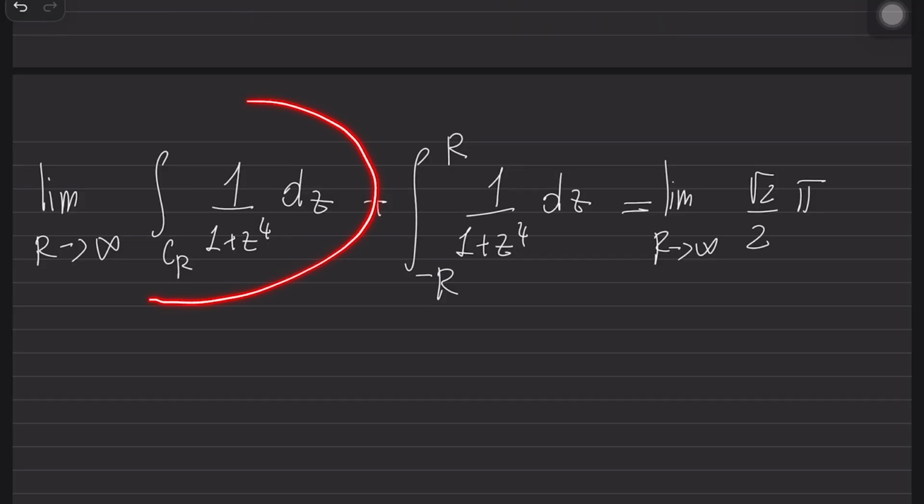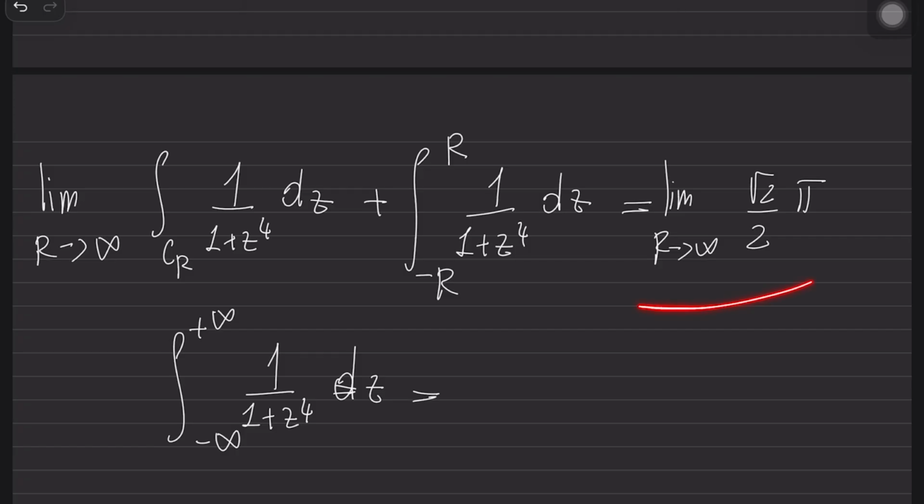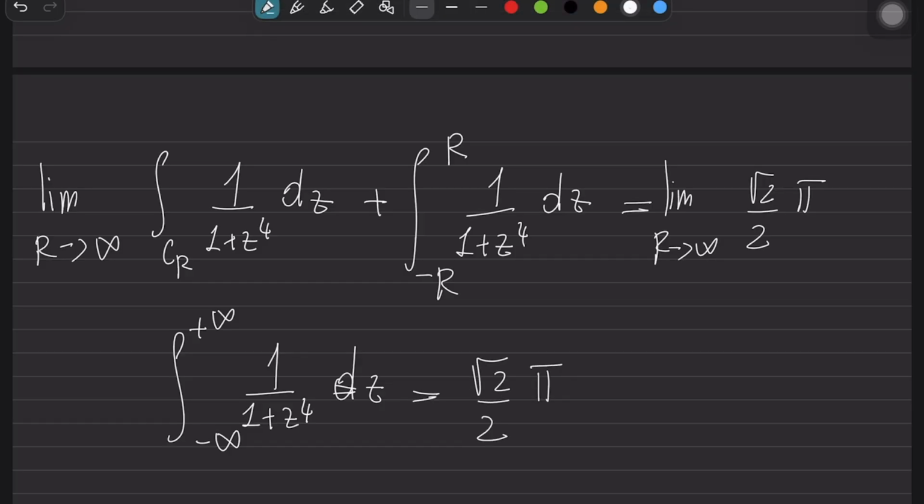We have just proved that this integral goes to 0. So this means that the integral between negative infinity, so I'm just substituting infinity with r, and plus infinity of 1 over 1 plus z to the power 4 dz is equal to the limit as r goes to plus infinity of this guy. But this is a constant, so it's always equal to itself. So this is square root of 2 over 2 pi. And that's it. And there you have it.